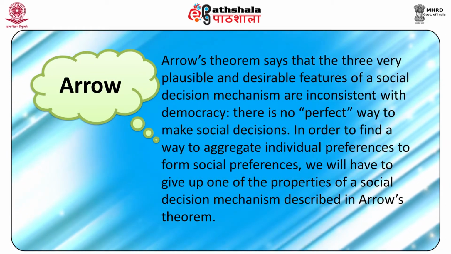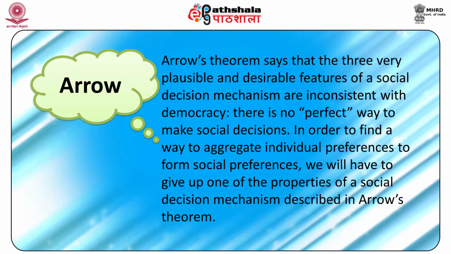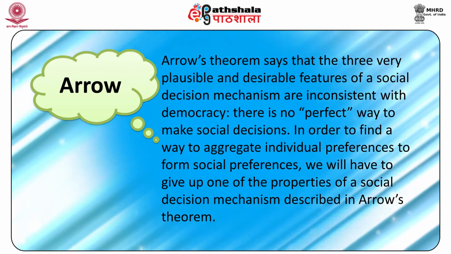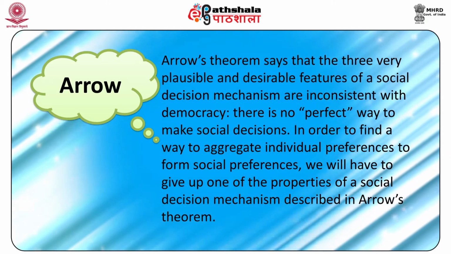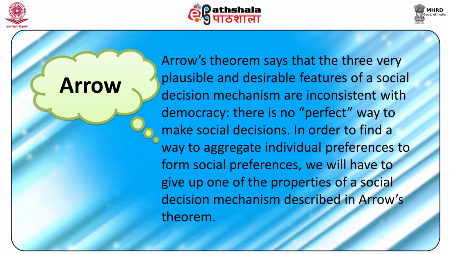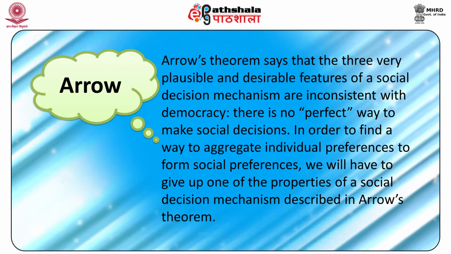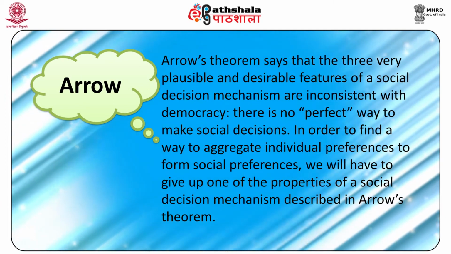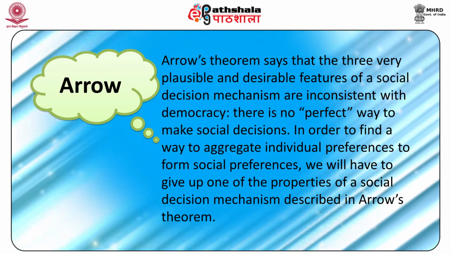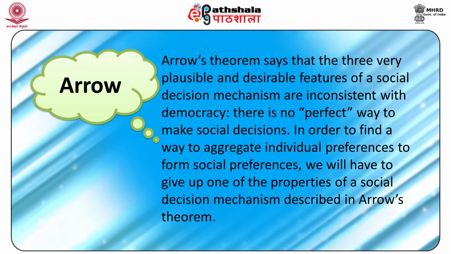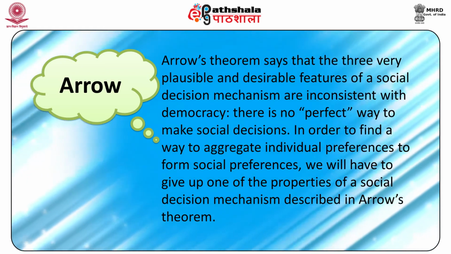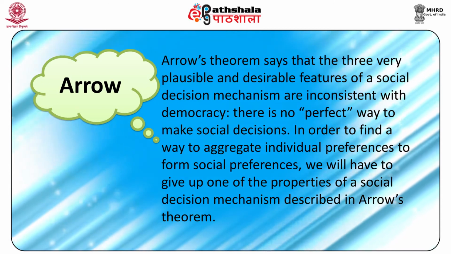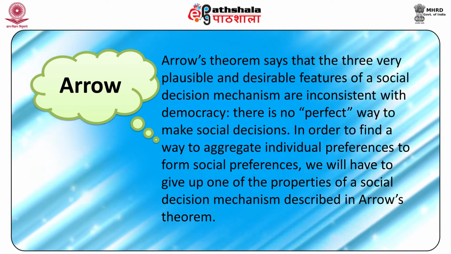Arrow's theorem says that these three very plausible and desirable features of a social decision mechanism are inconsistent with democracy. There is no perfect way to make social decisions. In order to find a way to aggregate individual preferences to form social preferences, we will have to give up one of the properties of the social decision mechanism described in Arrow's theorem.